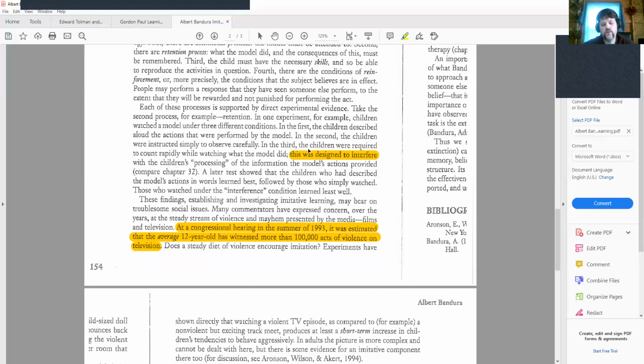They then, in another experiment, had three different conditions. In the first, the child would describe the actions performed by the model. In the second, they would just watch. And in the third, they were supposed to count rapidly, which was interference. We're going to look at memory in chapter 7. We're going to study interference and how that messes up memory processes.